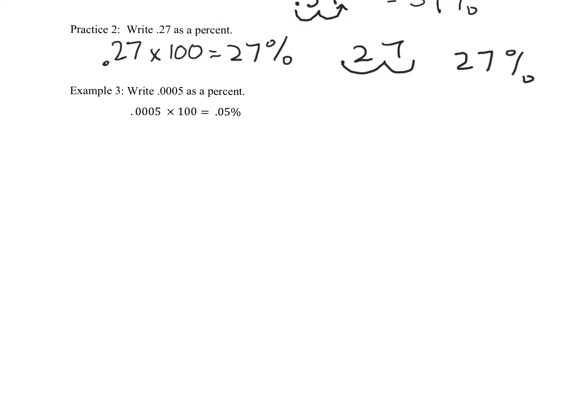Example 3 asks us to write 0.0005 as a percent. And notice once again, we multiply that decimal by 100 and we'll come out with 0.05%. That's smaller than 1%.